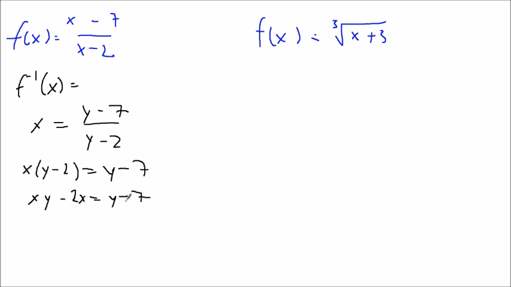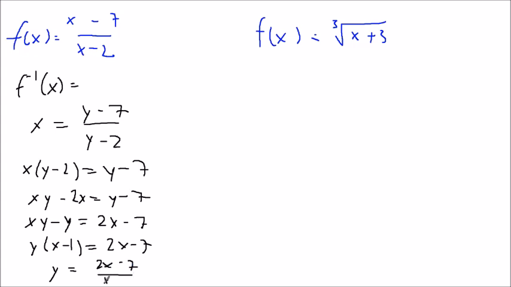We switch the y and the 2x. We'll have xy - y is equal to 2x - 7. We factor out the y. We'll have y times (x - 1) is equal to 2x - 7. And then we have y is equal to (2x - 7)/(x - 1). Let's verify if it's correct. This is going to require a lot of algebra, so bear with me. We'll just do one of them.